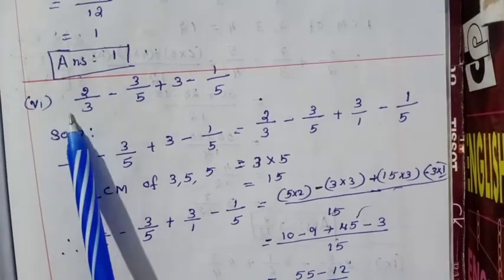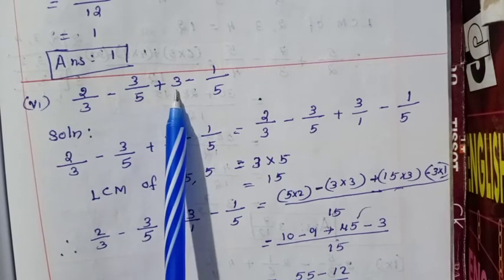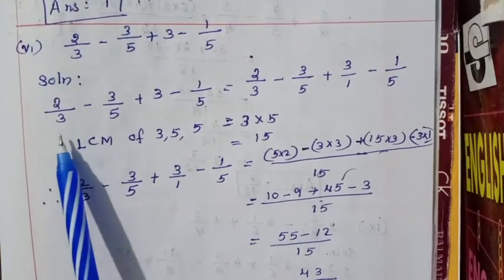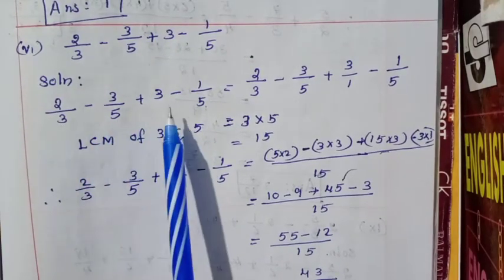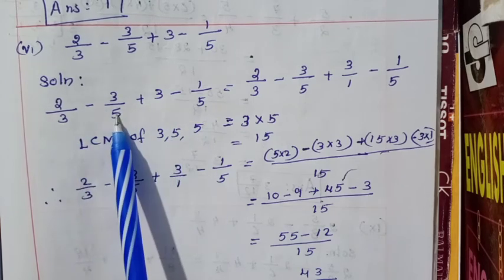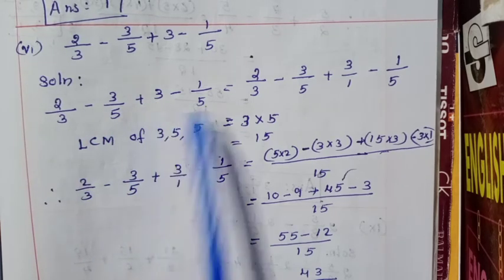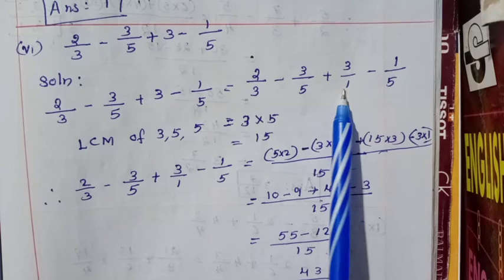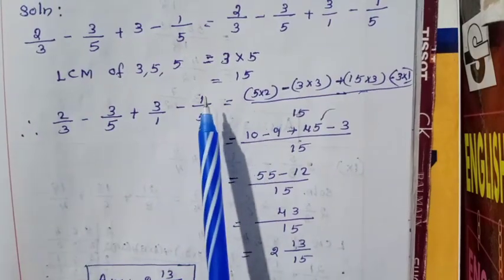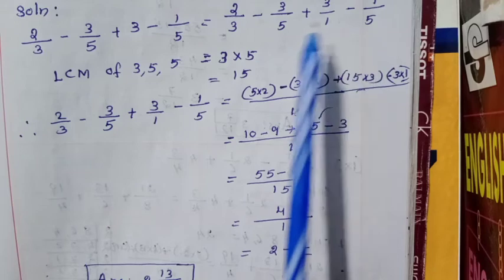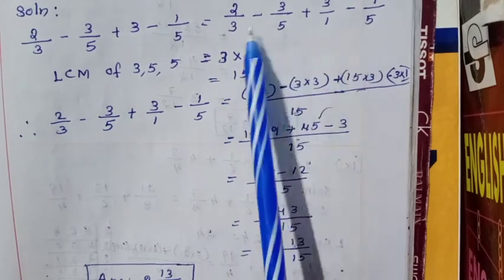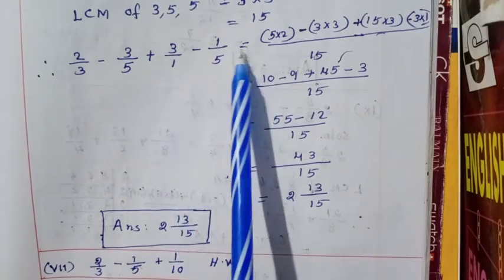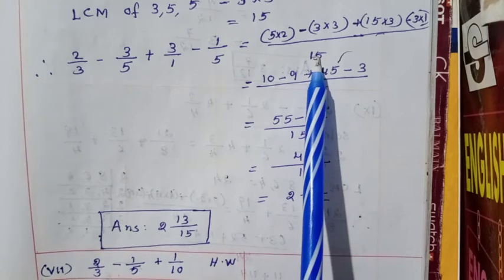Next, question number 6: 2 by 3 minus 3 by 5 plus 3 minus 1 by 5. Solution. All the denominators are not equal, so we have to find out the LCM of 3, 5. 3 we can write as 3 by 1, 1 by 5. So the LCM of 3, 5, 1, 5 will be 5. These two are the same and 3 is different, so 3 into 5, 15 will be the LCM. Therefore, for this question we will take 15 as the LCM.